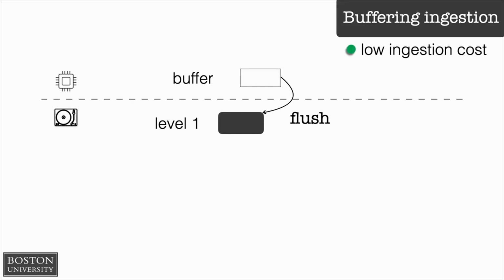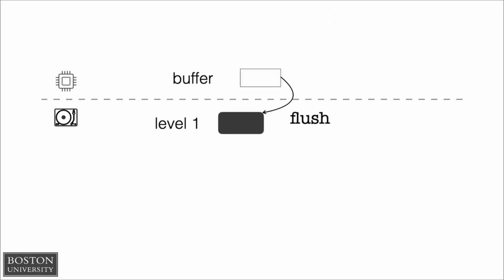This leads to low ingestion cost, because everything is initially stored in memory, and very fast temporal reads, because if we're looking for something that we just wrote, it will be available in the buffer with very high probability.